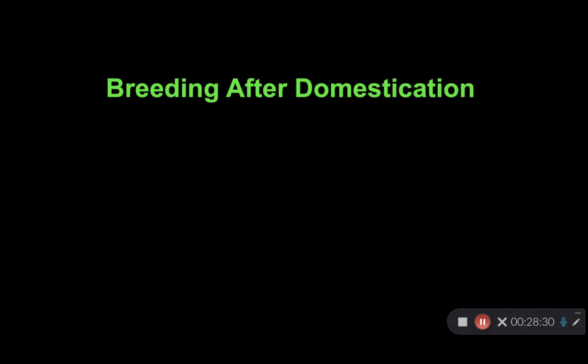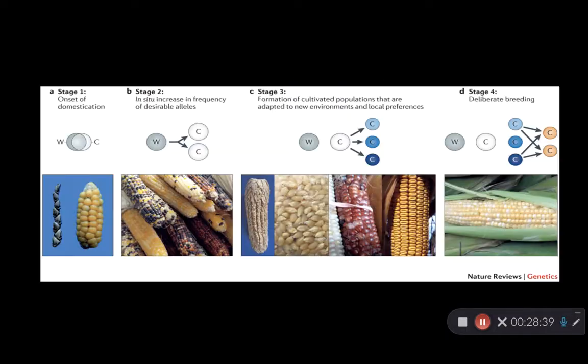Well, I'd like to finish by just mentioning something about breeding after domestication, because once the crops are domesticated, we then begin our process of breeding. And this panel, I think, does a really nice job describing that. It has the picture I showed you of the teosinte at the left. That's the domestication. Then humans begin to select for the desirable genes that they want, whether it's colors or textures or flavors or non-shattering habit.